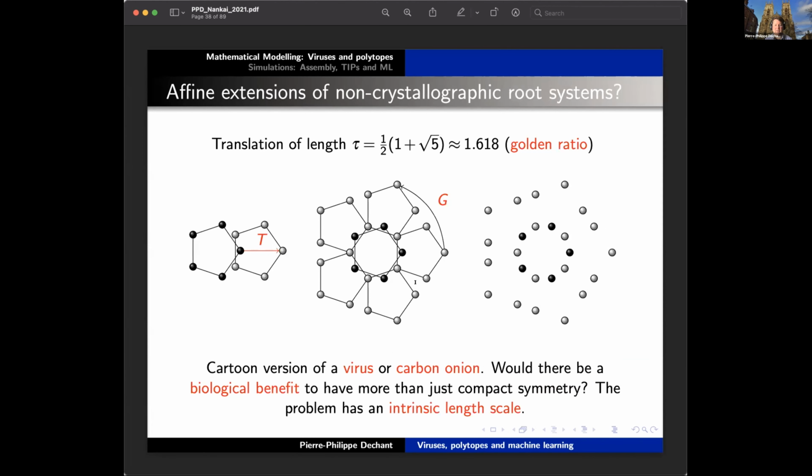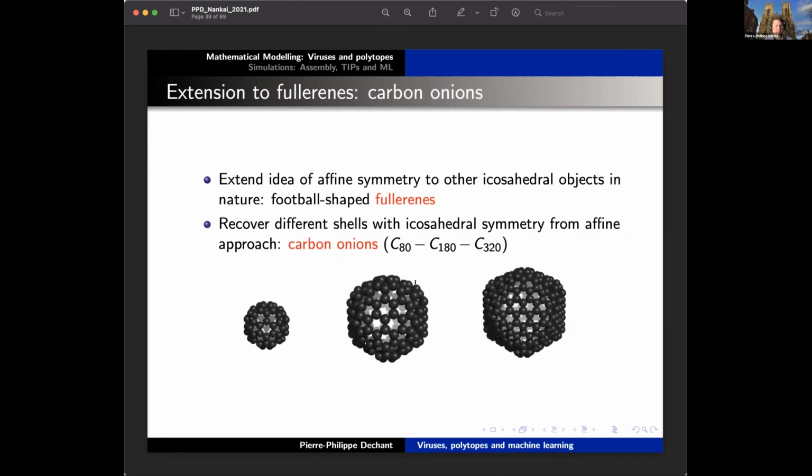So the question is, are they going to be any use for modeling real things like these carbon compounds or viruses? So this is a toy example in 2D, but if you do that for 3D, you get some affine extensions and some translations that effectively construct these larger cages, C180, C320, and so on, the whole family, from the first one, the C80. And these carbon cages, they're like Russian dolls. They can live inside each other. So they can form nested arrangements called carbon onions.